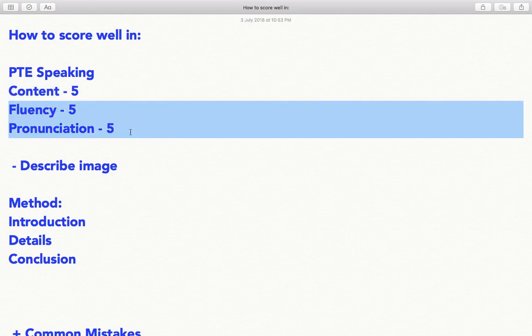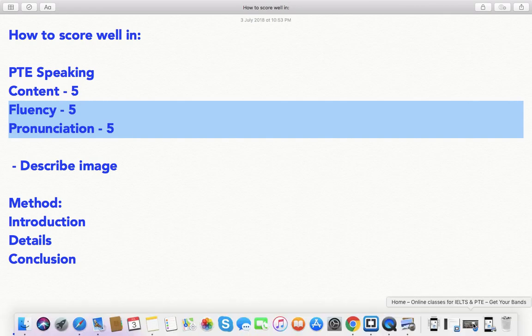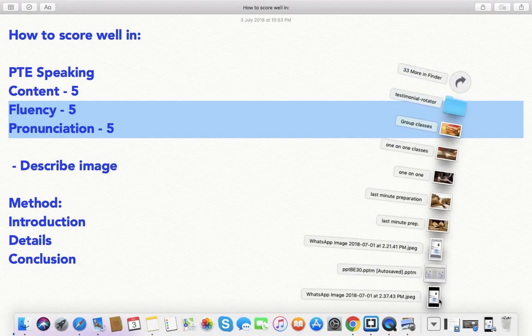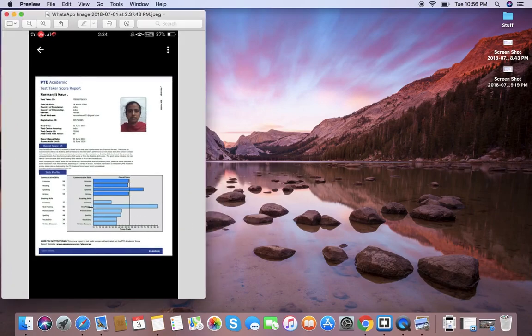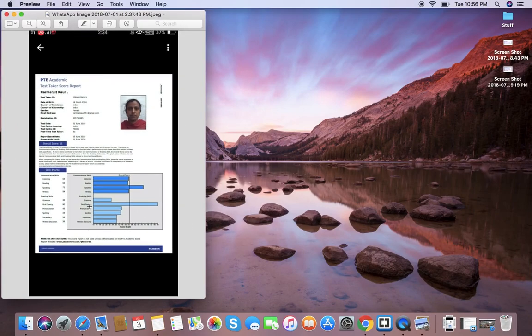Keep your fluency and pronunciation intact. This is going to bring a major difference in the outcome. I'll actually give you an example of this. This is one of my students.